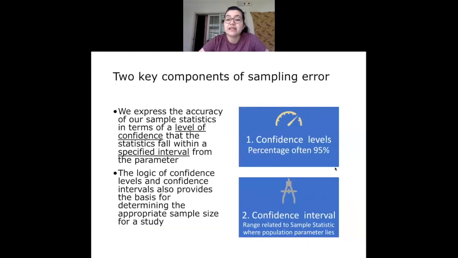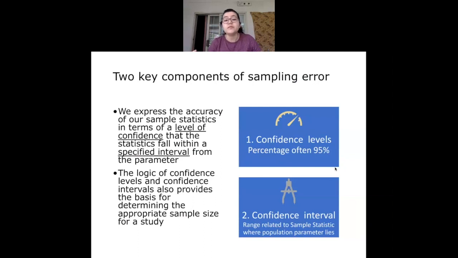The two key components of sampling error are confidence levels and confidence intervals. So confidence levels are percentages. They're the percent confidence that we are that a specific parameter, the true estimate of the larger population, not our sample, the larger population, is within this range that we've estimated based off of our sample.